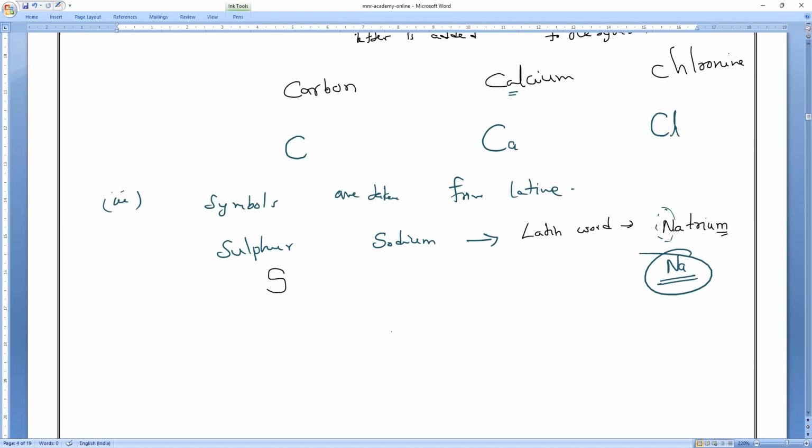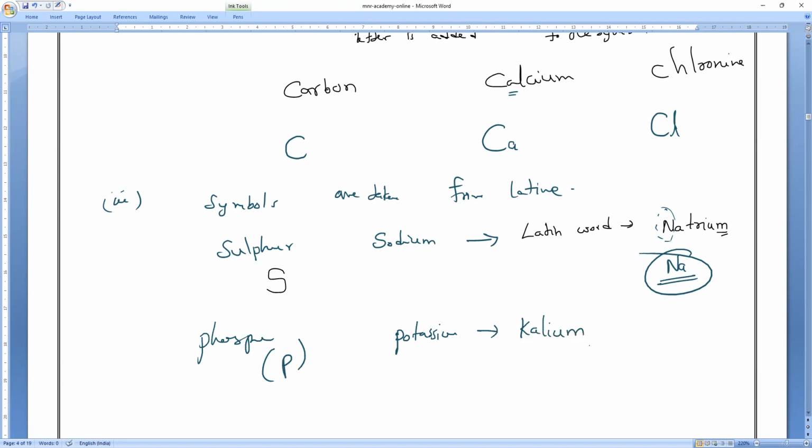Now, if you take, for example, potassium. And if you take phosphorus, what is the symbol, guys? Phosphorus symbol, P. For potassium, I cannot choose the P, but I can choose the Latin word. What is the Latin word?